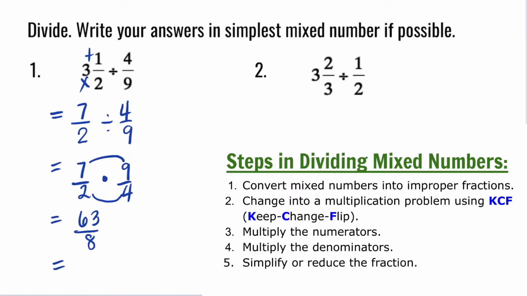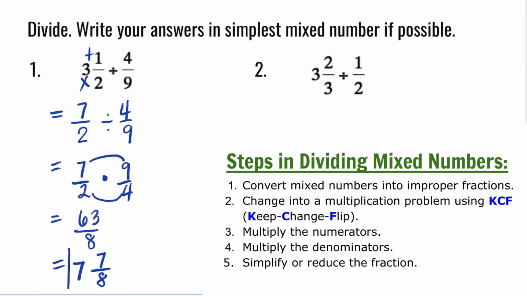How many 8s can go into 63? 7, right? 7 times 8 is 56. And if you subtract 56 from 63, you will have a remainder of 7. So we will write the remainder as 7 over 8. The final answer is 7 and 7 over 8. 8 times 7 is 56. 56 plus 7 is 63. So that is the same thing as 63 over 8.